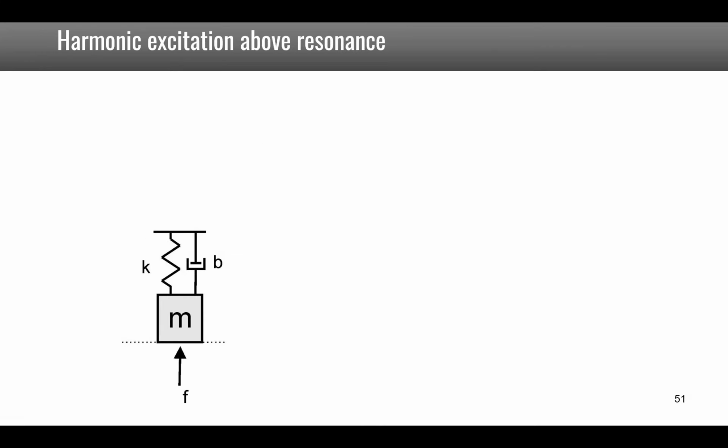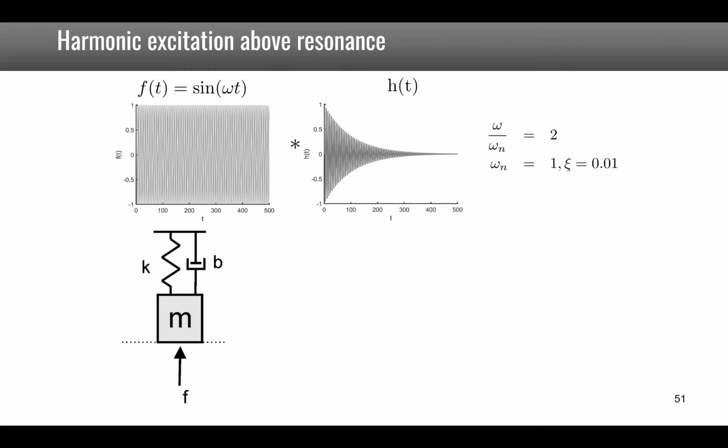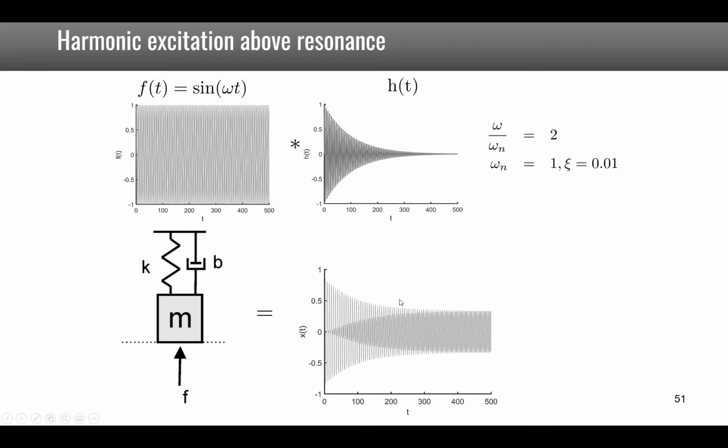What happens if you excite above the resonance? So now we are using a frequency of excitation that is twice as large as the natural frequency of the one-degree-of-freedom system. In this case, what you see still is that there is a transient regime and a steady state regime, but in the transient regime there is a high amplification of the motion, and you really see these two frequencies that are present. So you have the frequency of the system and the frequency of excitation, which are both present in the transient regime.